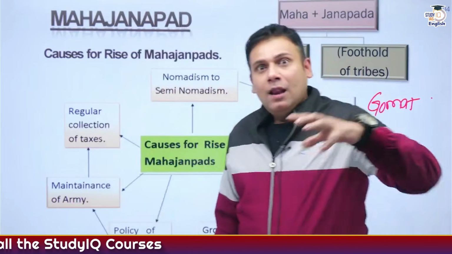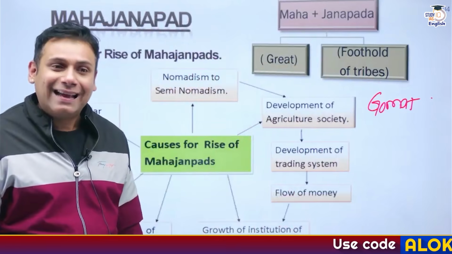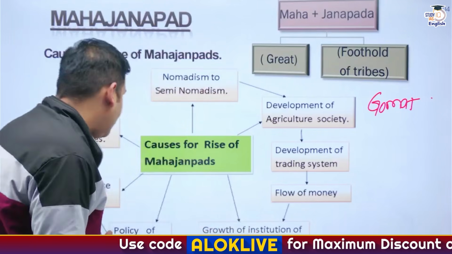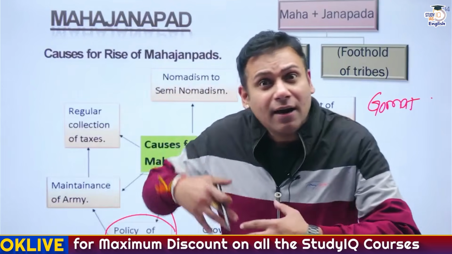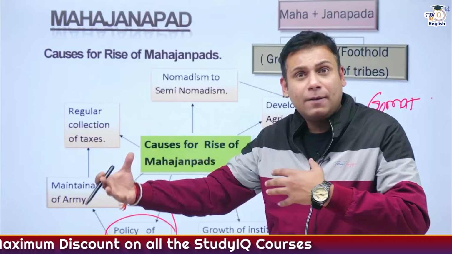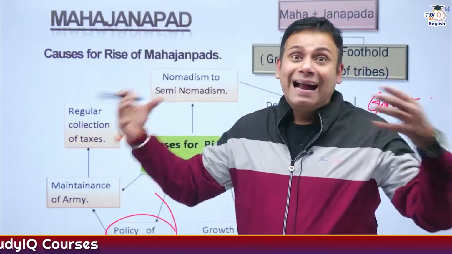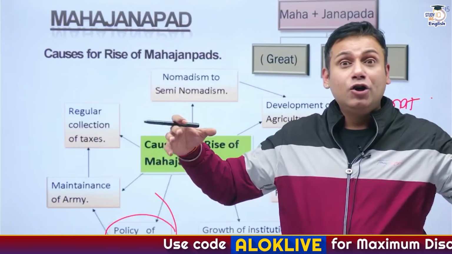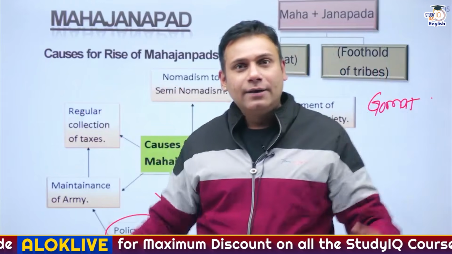How? Land became the most important form of wealth. And when land became the most important form of wealth, the rulers started following the policy of imperialism. Imperialism basically means continuously expanding one's territory. Now, the king required a standing army to protect his territories. And when the king required a standing army, he started maintaining huge armies to protect his kingdom and his territories.